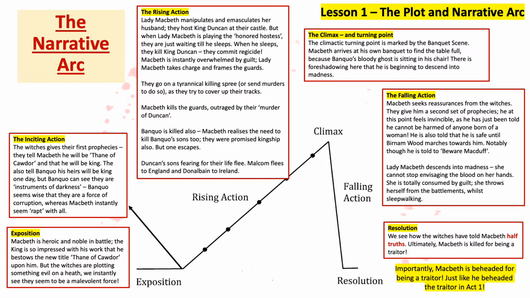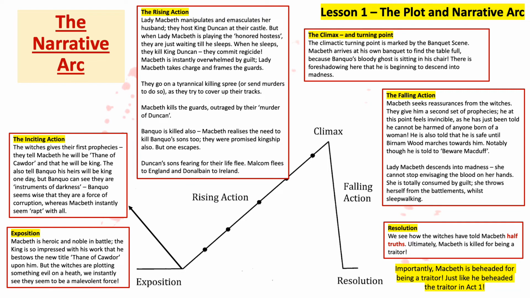Okay, so now we're beginning to reach the climax, the point of greatest tension, and the point where things begin to change. The climactic turning point in Macbeth is the banquet scene. At this point, Macbeth is king. Macbeth arrives at his own banquet to find the table full. But of course, the table is not full for the king. Macbeth is envisaging Banquo's bloody ghost, Banquo who he has had murdered. He envisages his bloody ghost sitting in his seat. And of course, there is foreshadowing there that Macbeth is beginning to descend into madness.